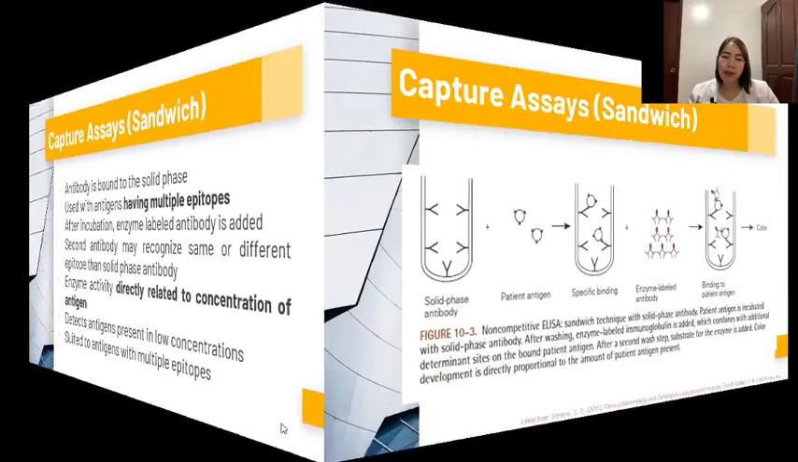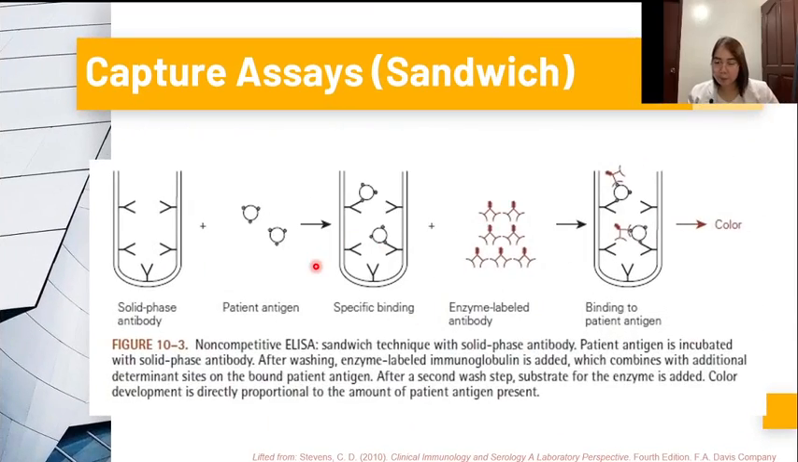Okay? So, in sandwich ELISA, we use solid phase antibody instead of solid phase antigen, and we detect patient antigen. Okay? And then there would be specific binding if present ang antigen sa ating sample, and a second antibody which is labeled with enzyme will be added, and if there is a presence, no, of patient antigen in the sample, may mapagbabindan ng ating enzyme-labeled antibody.